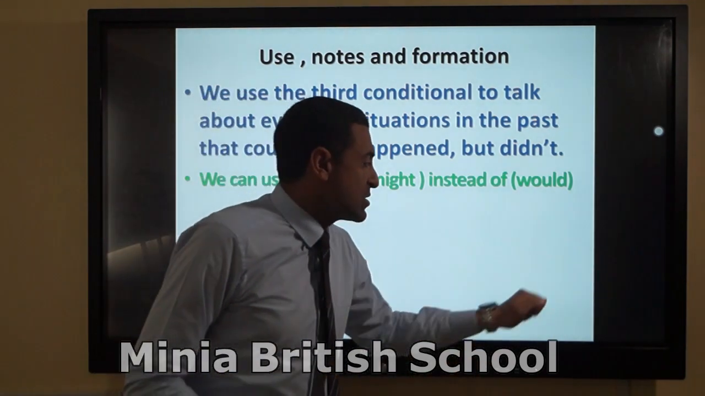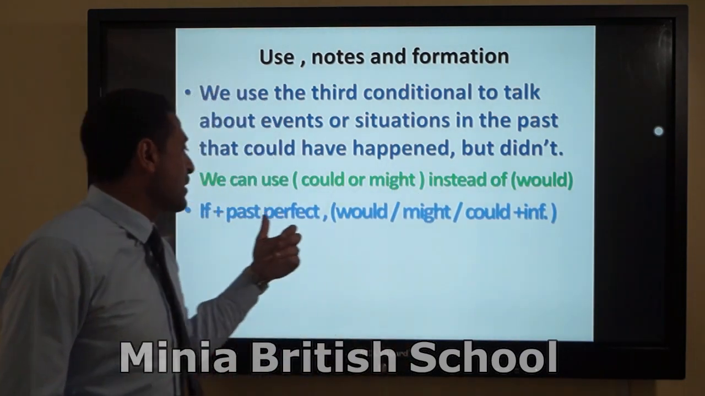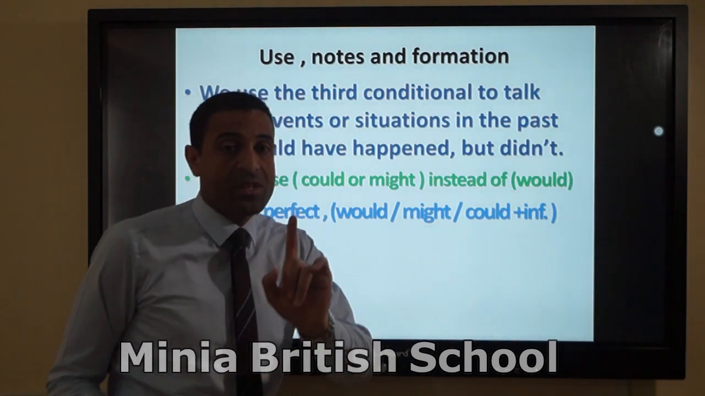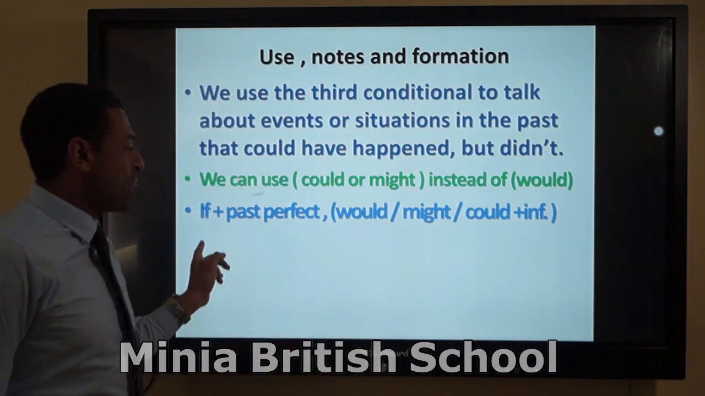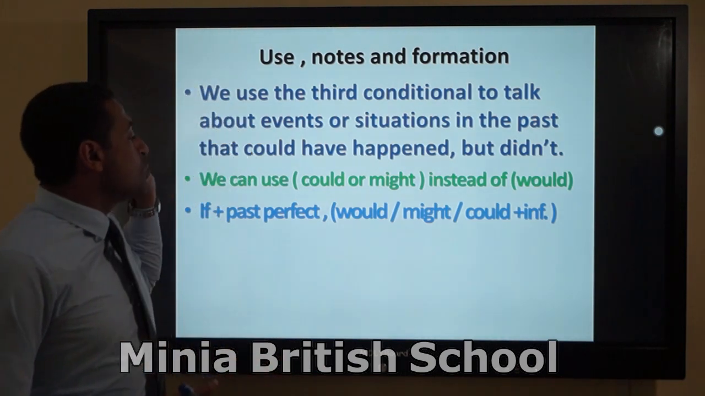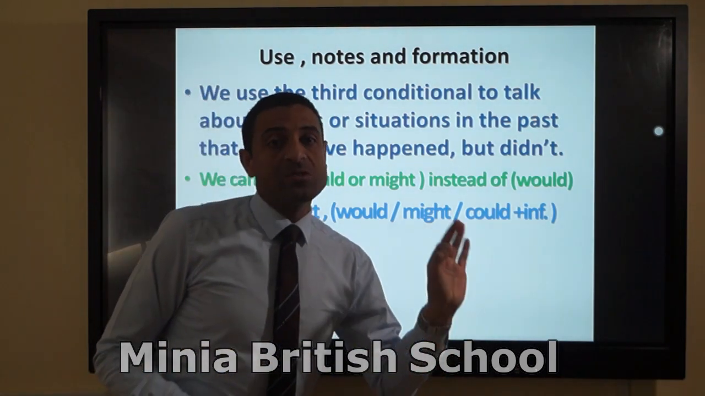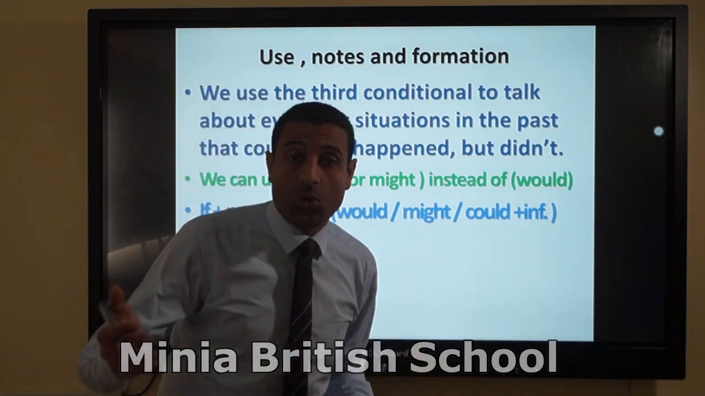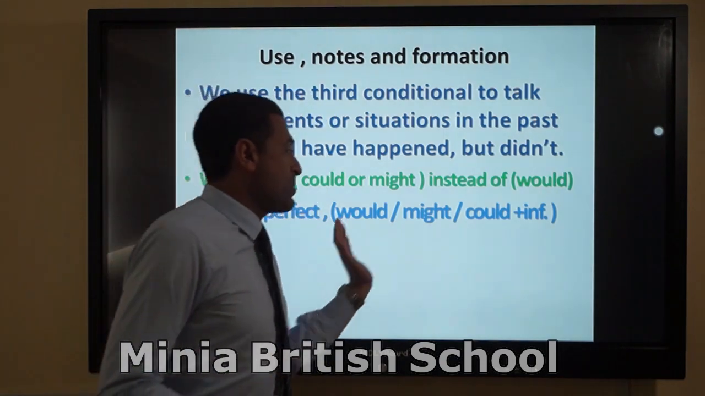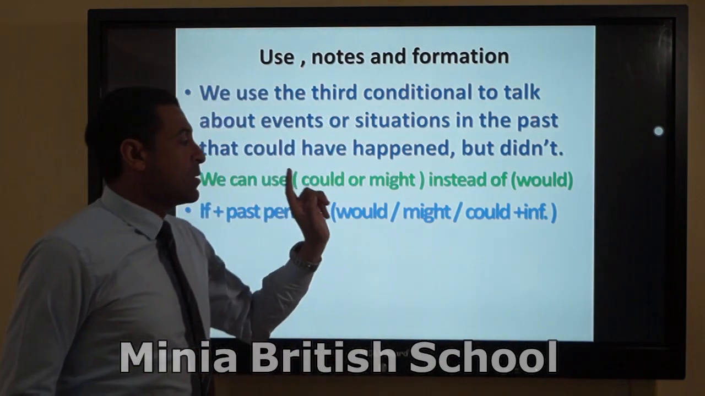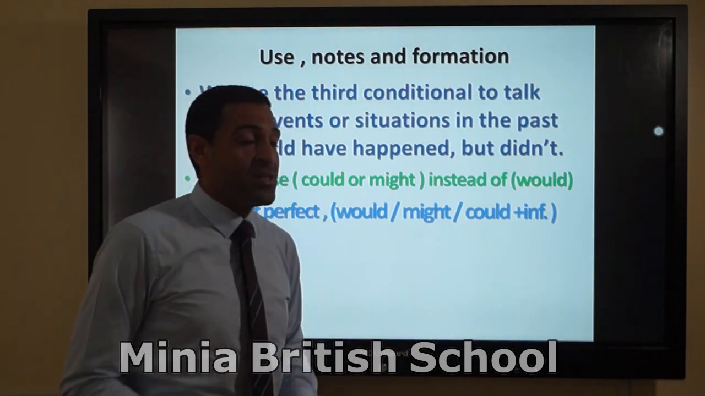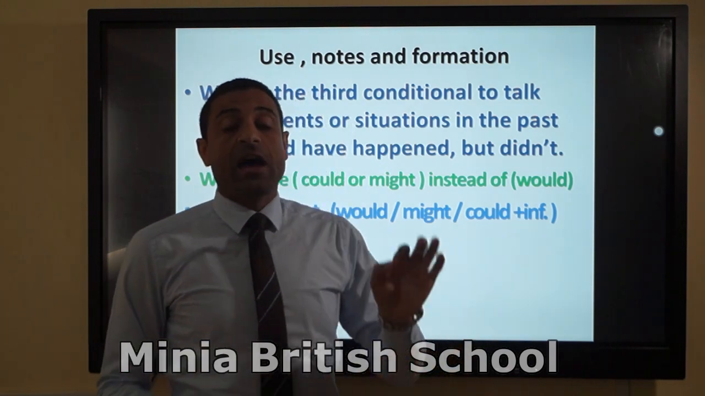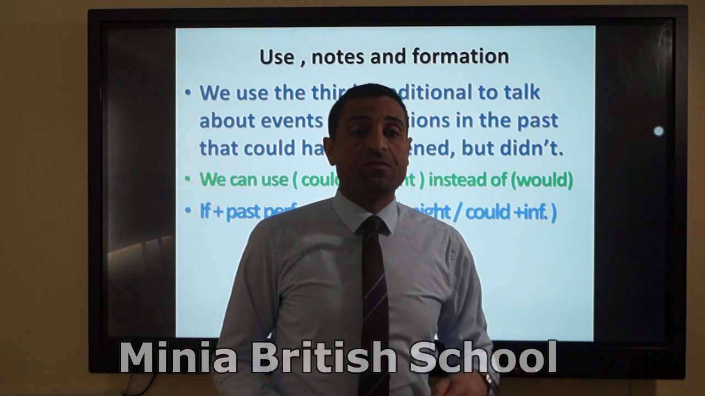But what about the formation? So now we can find if at the beginning of the sentence for the third conditional. This formation is only for the third conditional. So here, if we have if at the beginning of the sentence, we use the past perfect, which is had together with the past participle form of the verb. And for the main clause, we use would, might, or could together with have and the past participle form of the verb.